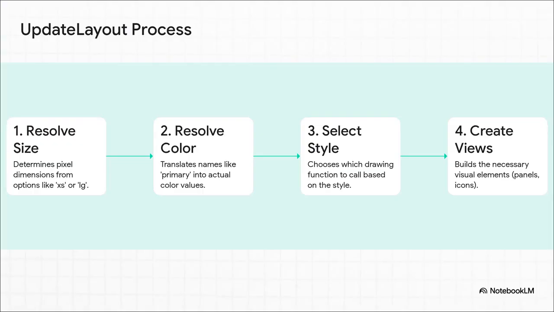Okay, so every single time the component gets created, or even when you just change a property like its size or color, it kicks off this process called update layout. First, it figures out the actual pixel dimensions from your setting. Then it translates the color name into a real color value. Then, and this is the key part, it picks the right drawing function for the style you chose. And finally, it builds all the little visual pieces it needs.